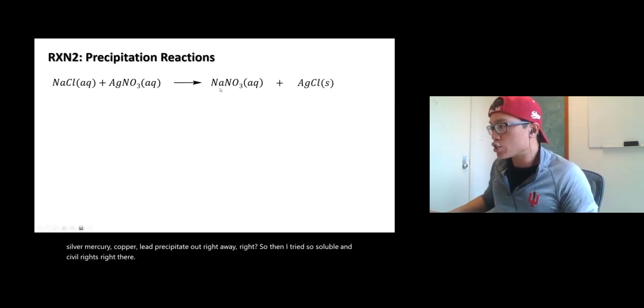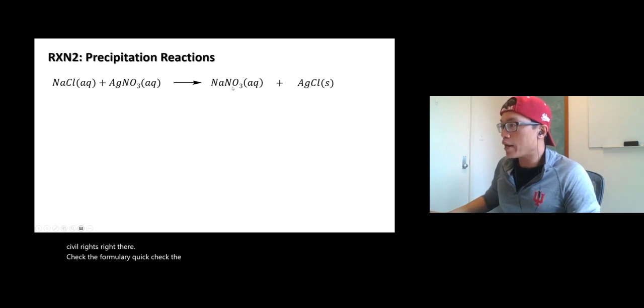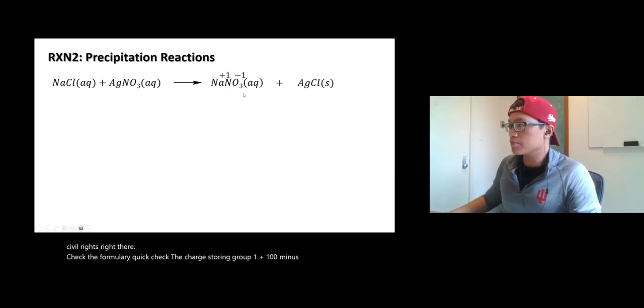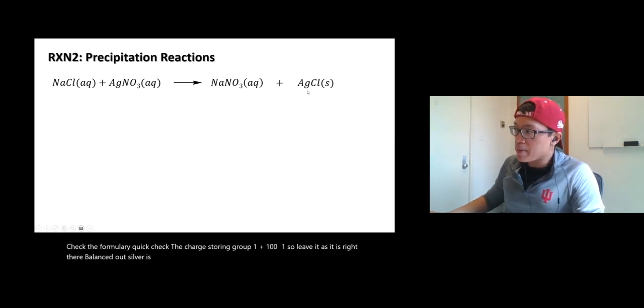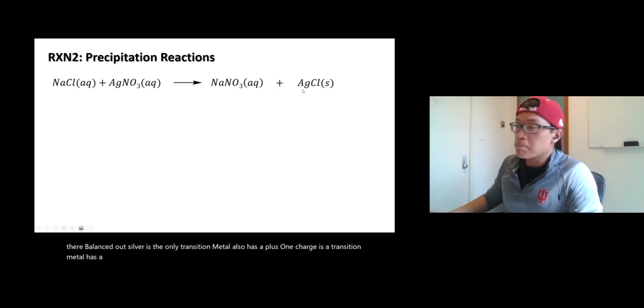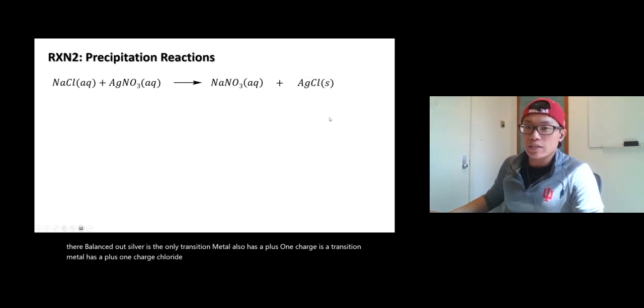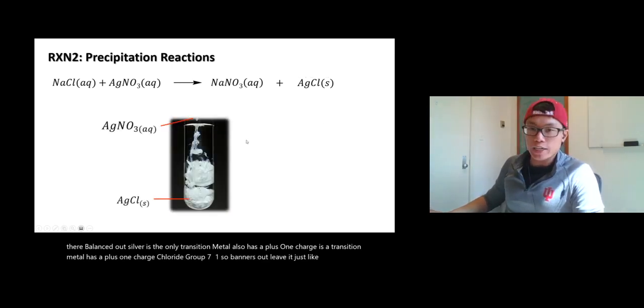Check the formula real quick, check the charge. Sodium group 1 is plus 1, nitrate minus 1, so they balance out, leave it as it is. Silver is a transition metal that has a plus 1 charge. Chloride, group 7, is minus 1, so they balance out. Leave it just like that. And you saw it before, precipitation.